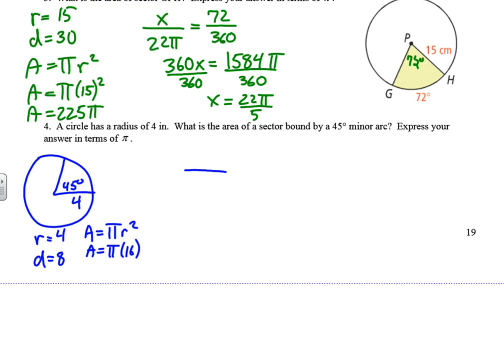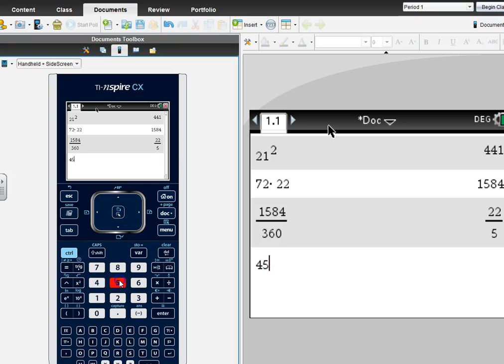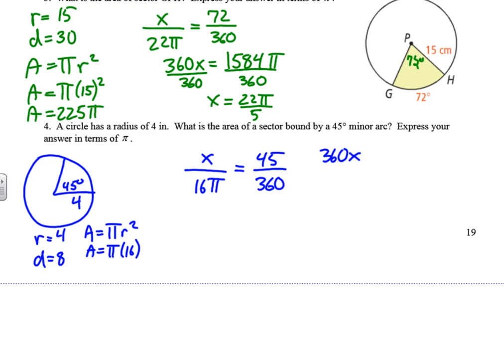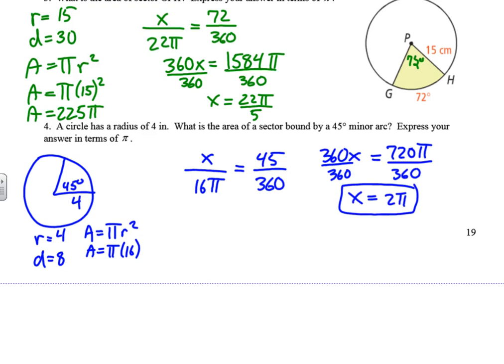We're going to try to find the area, the part of the whole. The whole is 16 pi, and the fraction is 45 over 360. So we cross multiply, we get 360x, and then we do 45 times 16. I should say the cross product property. That's 720 pi. We divide by 360, so the area of our sector would be 2 pi inches squared, if we want to put units with it.